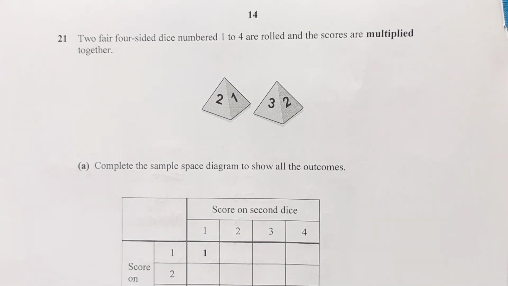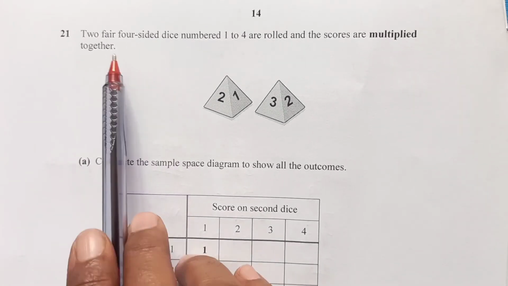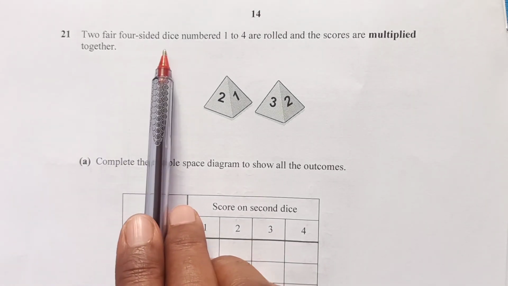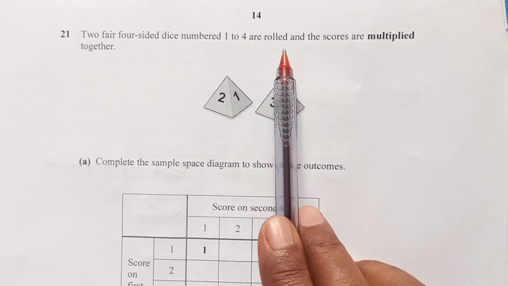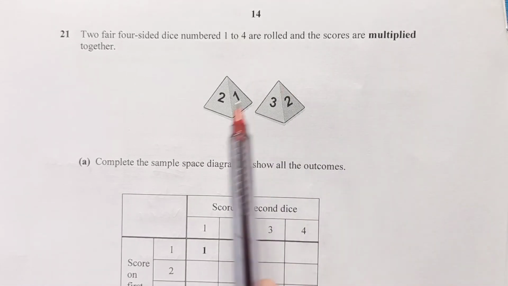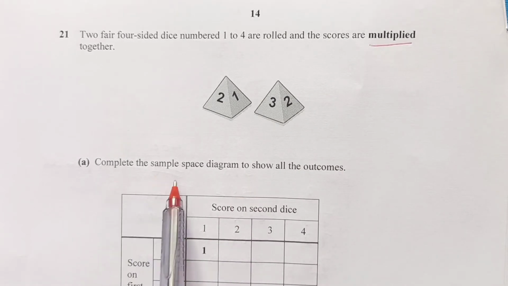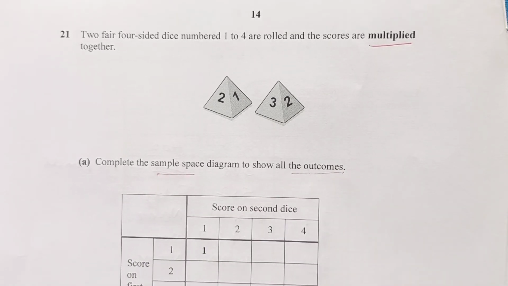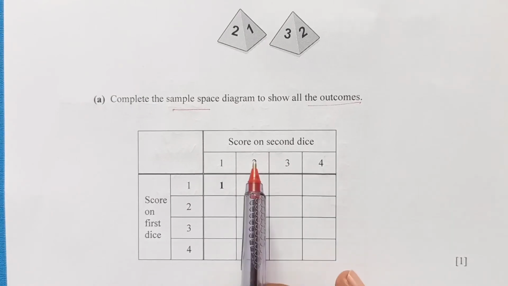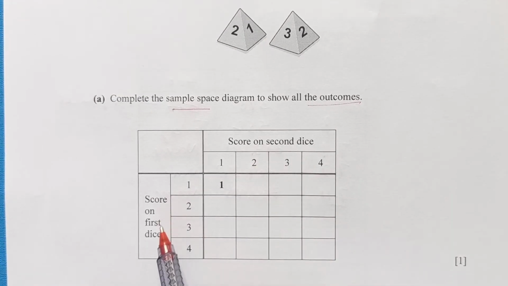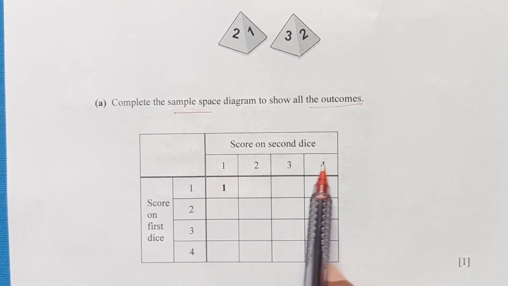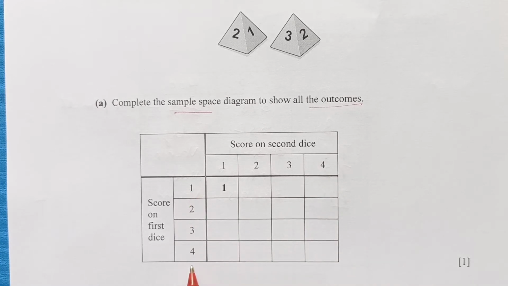Next question is from probability. Two fair four-sided dice numbered 1 to 4 are rolled and the scores are multiplied together. So complete the sample space diagram to show all the outcomes, right? So now here is the score on the second dice and the score on the first dice. We have 1, 2, 3, 4. Here also 1, 2, 3, 4.